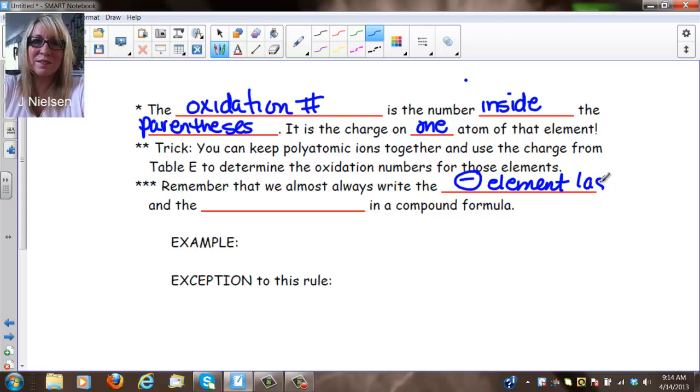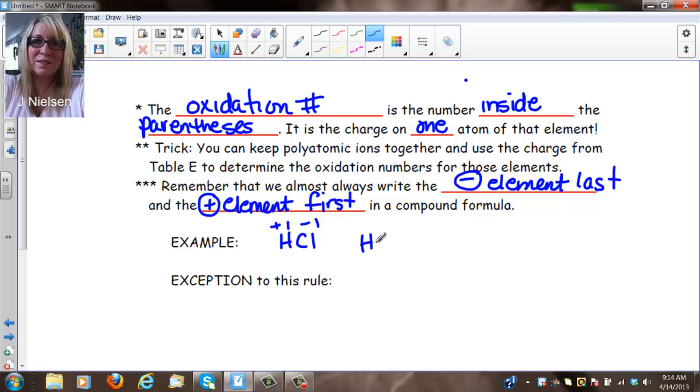There is one exception to that rule, which I'll go over in a minute, and the positive element first in a compound formula. So for example, in HCl, my negative element is Cl, my positive element is H.